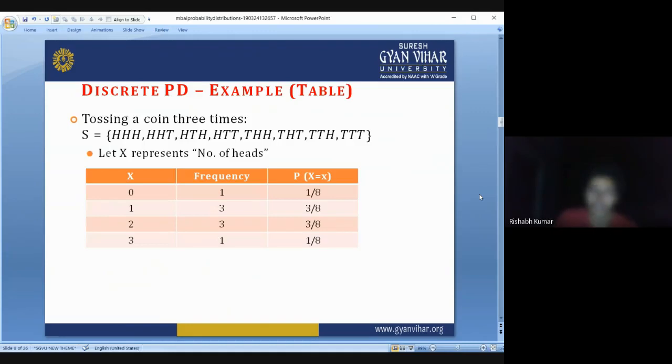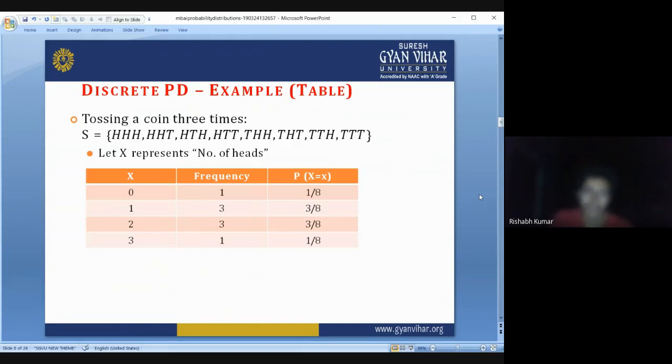Now another event is when X is equal to 2, or the number of heads is equal to 2. So how many outcomes are there which have two heads in them? One output is head head tail, which has two heads in it, then head tail head, again two heads, then tail head head, again two heads. So there are a total of three outcomes, or elements, that have two heads in them.